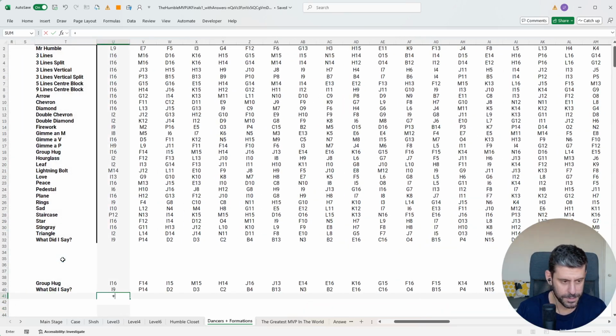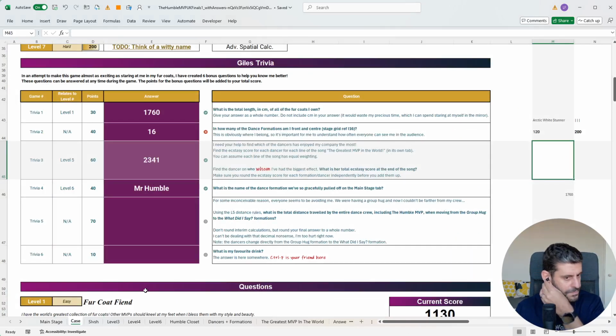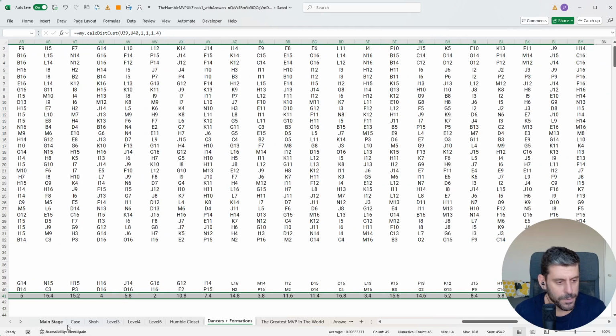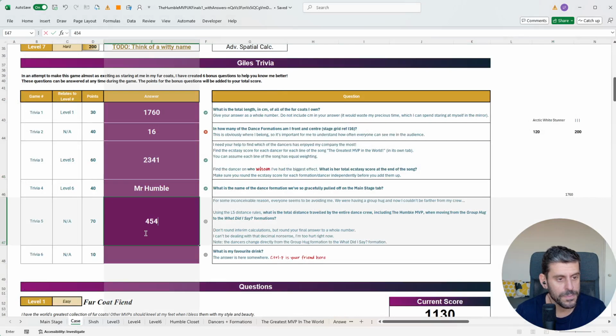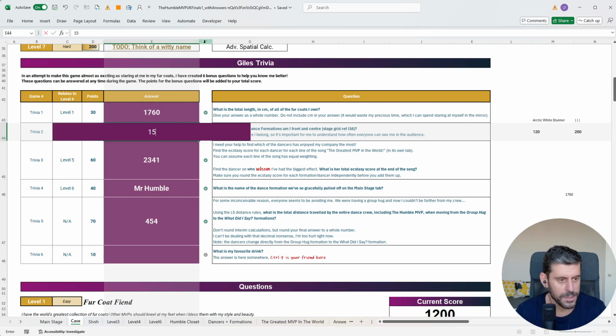Okay, and so this custom, this 1.4 roundings, but round your final answer to a whole number. Okay, 454. Actually, this is now wrong because that was a count if I added a new line.